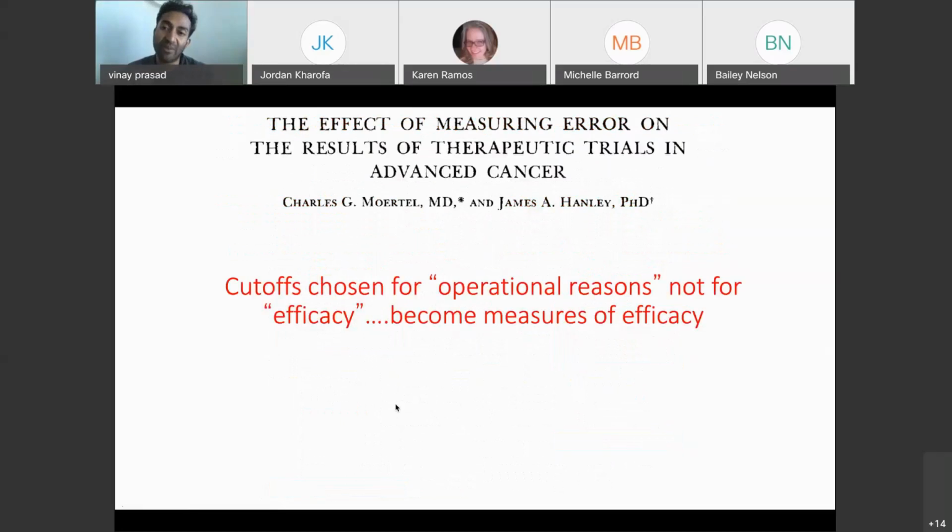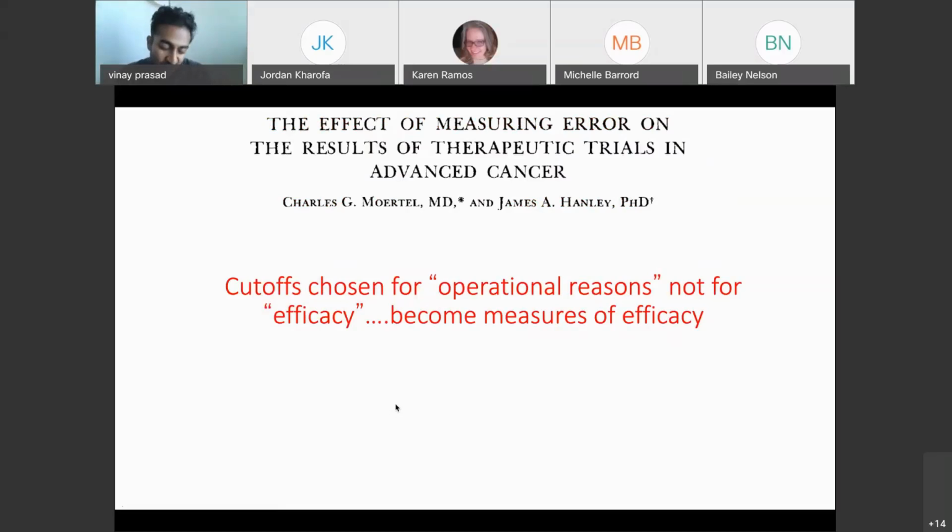Mortel chose 50% bidimensional measurement as the standard for response because it could be reliably detected by 2 different doctors with calipers through foam rubber, and the same doctor measuring the same tumor through foam rubber. This was a cutoff chosen for operational reasons, that it made sense. We could use it as such. And it was never intended to be a metric of efficacy, and it has become synonymous with efficacy.